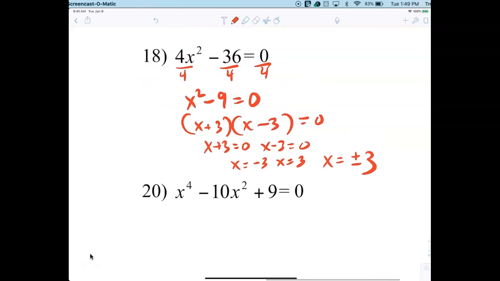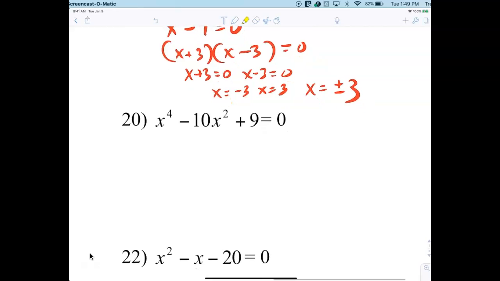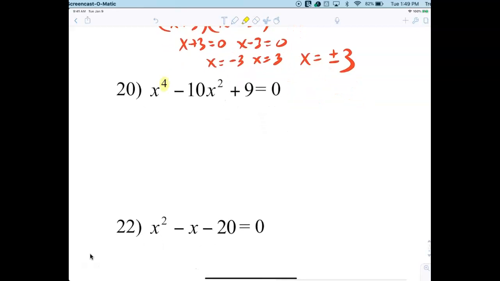All right, now, does everybody hear me? This is called a quadratic. So how many solutions does it have? It's called the fundamental theorem of algebra. The exponent tells you the number of solutions. So in this question, number 20, how many solutions are there? 4. We have to find all 4.